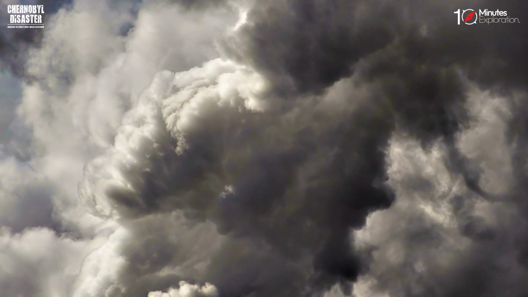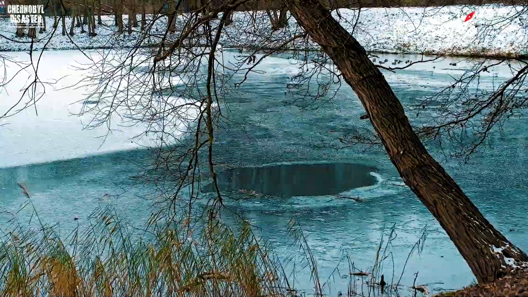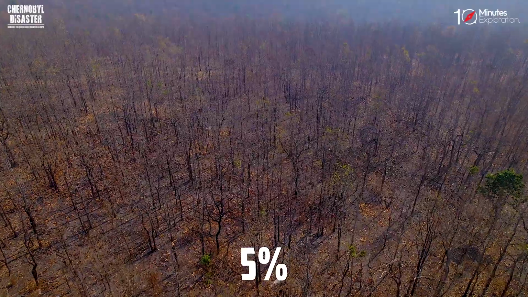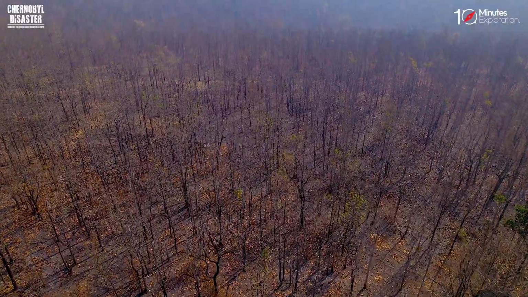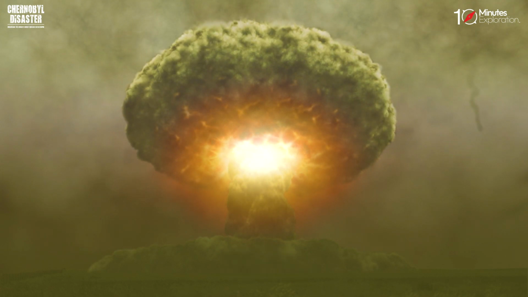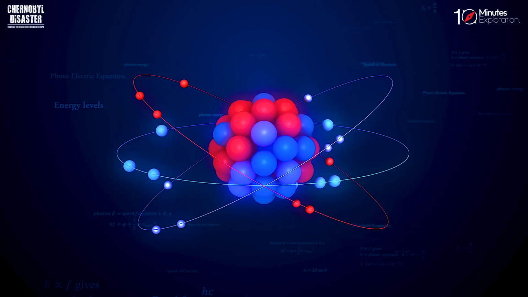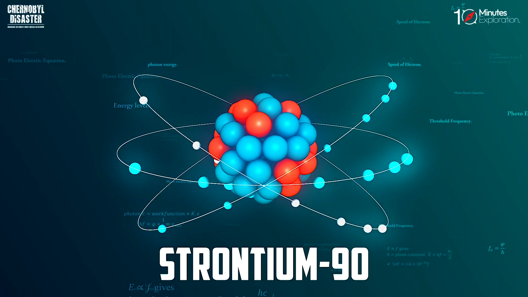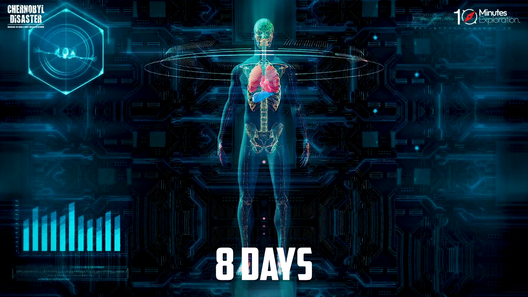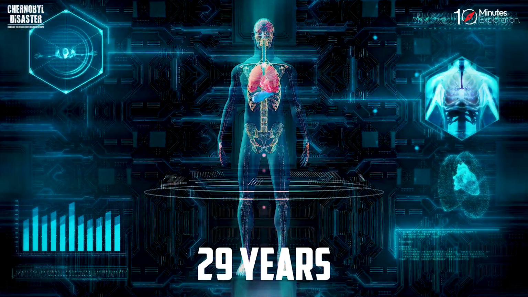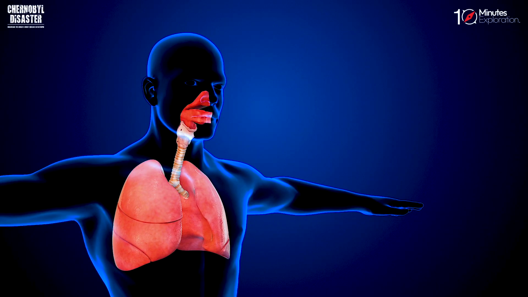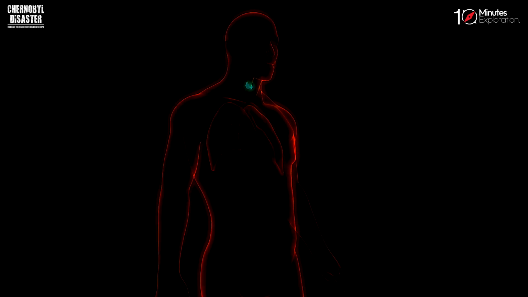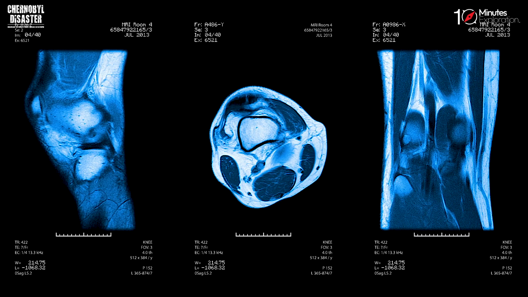The radioactive material that escaped from Chernobyl spread across Europe and beyond, contaminating land, water, and food. According to some estimates, about 5% of the reactor's core was released into the atmosphere, equivalent to about 400 times more than the atomic bomb dropped on Hiroshima. The most dangerous isotopes were iodine-131, cesium-137, and strontium-90, which have half-lives of 8 days, 30 years, and 29 years, respectively. These isotopes can enter the human body through inhalation, ingestion, or skin contact, and cause various health problems, such as thyroid cancer, leukemia, and bone cancer.